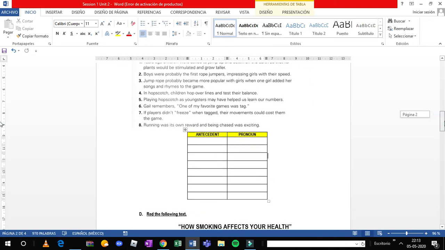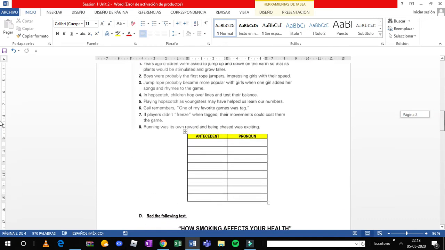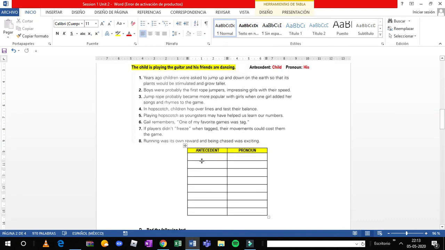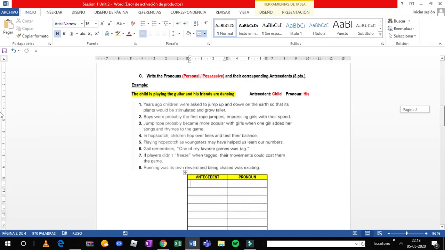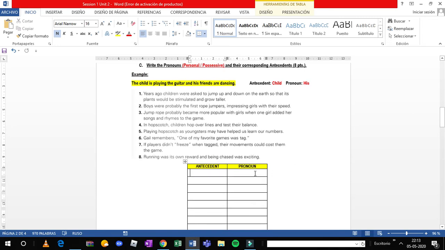So you're going to do the same here. In number one, write the antecedent, which is the antecedent according to you. And then write the corresponding pronoun, whether it is a personal pronoun or a possessive pronoun. And you write the answer here.